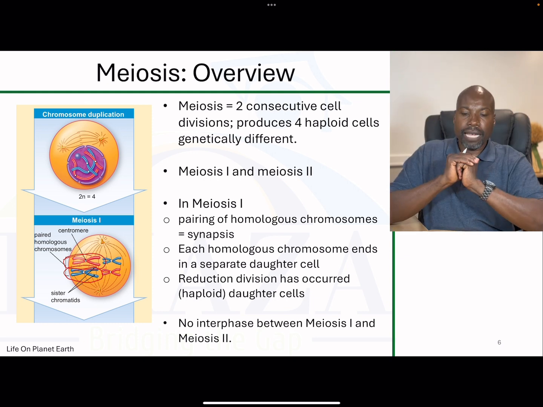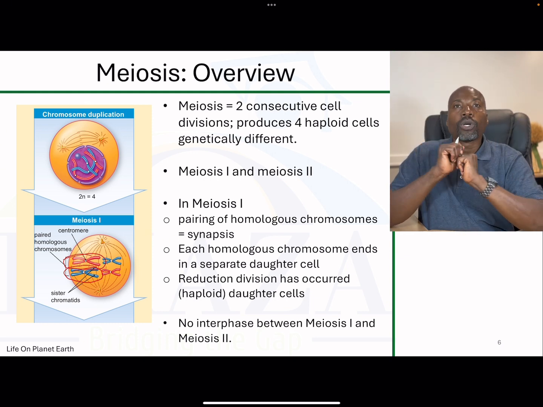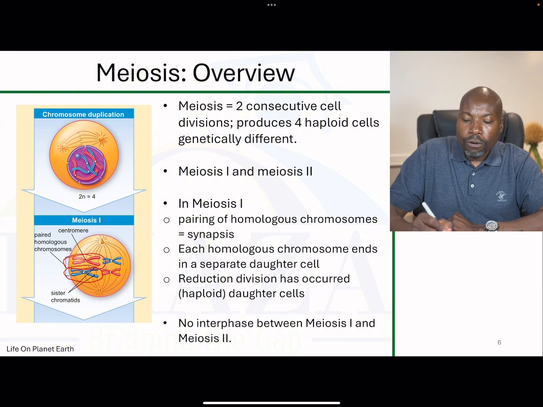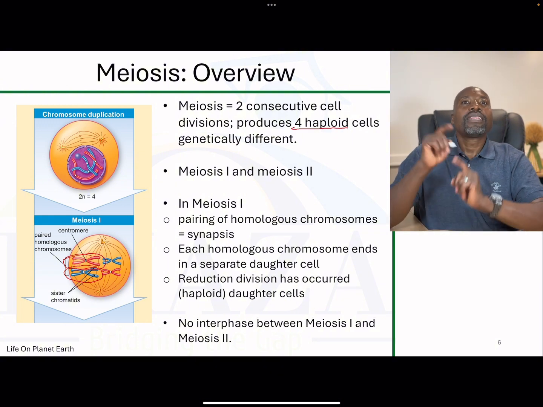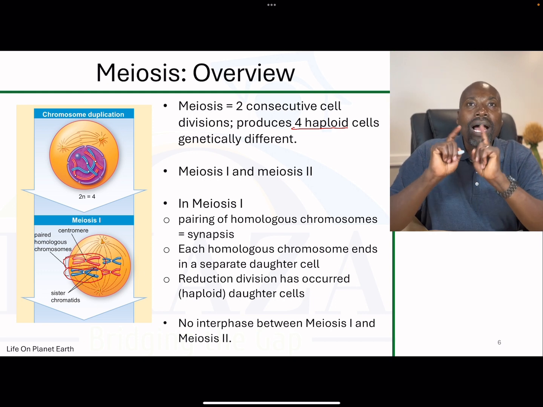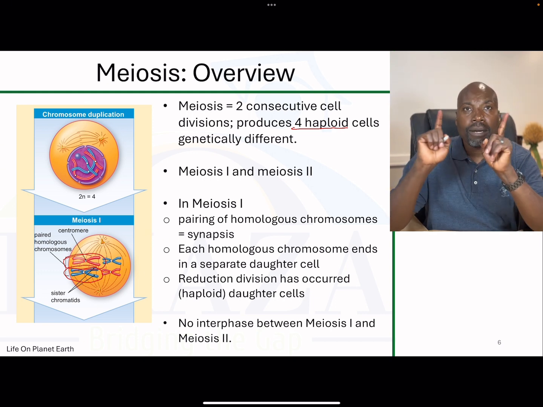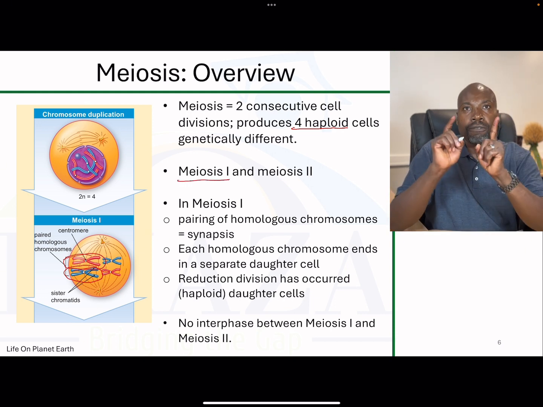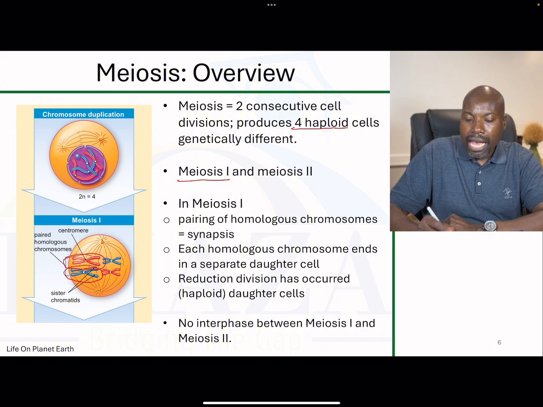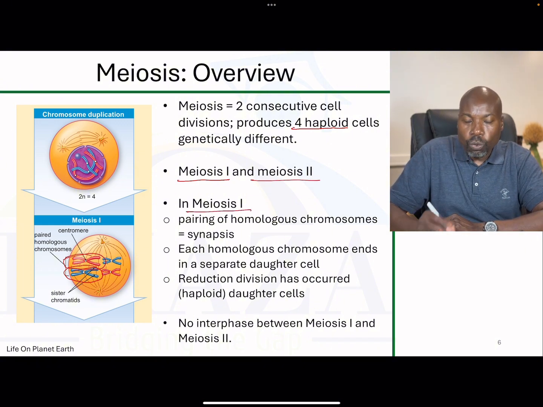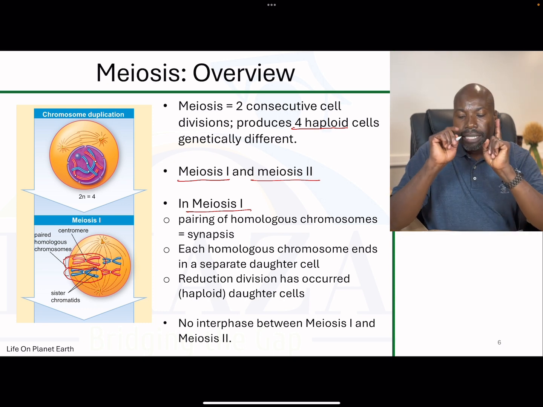Okay, with that being said, I said 2 consecutive cell divisions, and these 2 consecutive cell divisions are producing 4 haploid cells. These 4 haploid cells are genetically different. What happens for these cells to be genetically different, we are going to see, right? So we have meiosis 1, which is the first division, and meiosis 2 is the second division. In meiosis 1, what is characteristic?